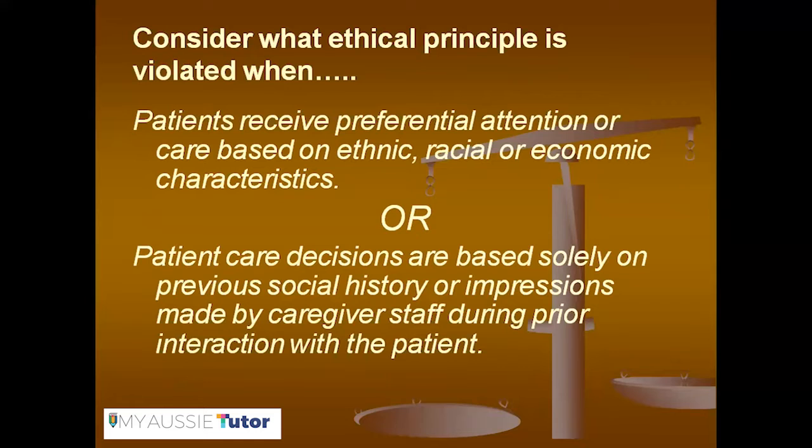Now let's discuss this. When patients receive preferential attention or care based on ethnic, racial, or economic characteristics, the principle of justice is violated. Or when patient care decisions are solely based on previous social history or impressions made by the caregiver staff during prior interaction with the patient, that is where the patient's right of self-determination and autonomy is violated.